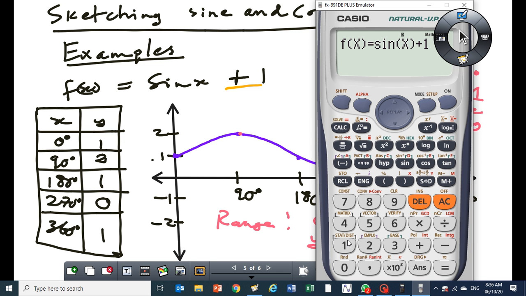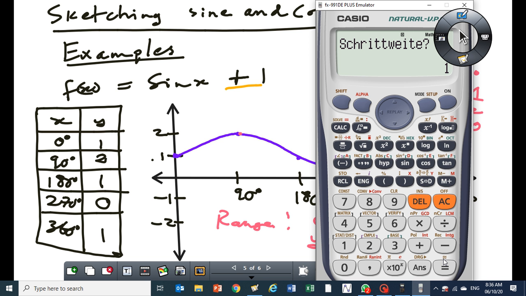In fact, let me start from scratch. So mod number 3. Our graph is sine. Then you press alpha, x, close the bracket. Then you add 1. Please do it. Then you press equals. We are starting from 0 degrees, and we are ending at 360 degrees. Our step is still 90.